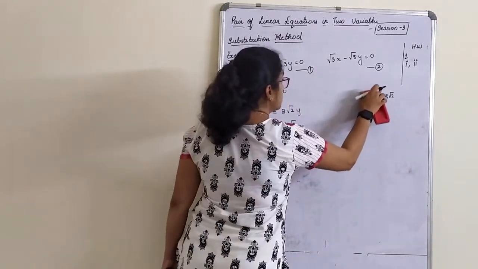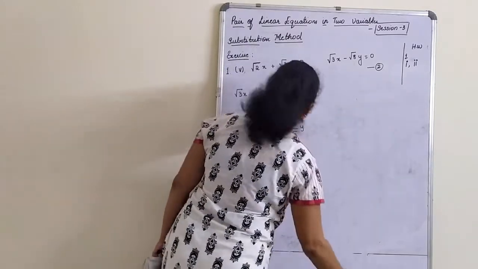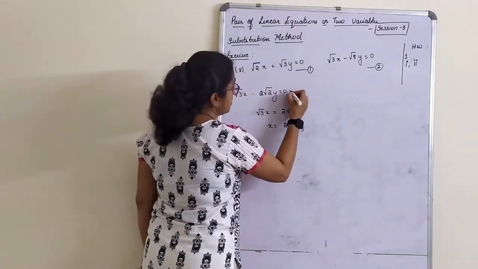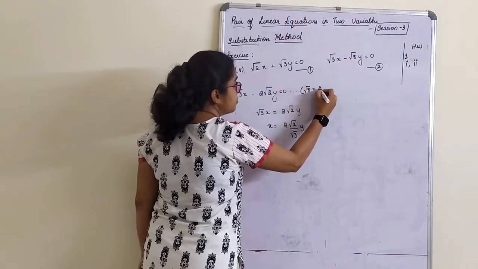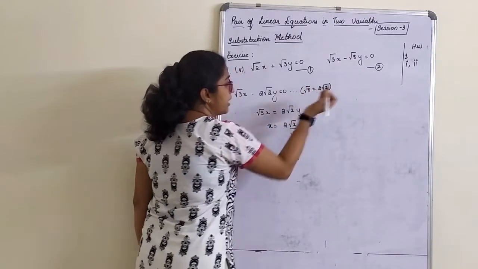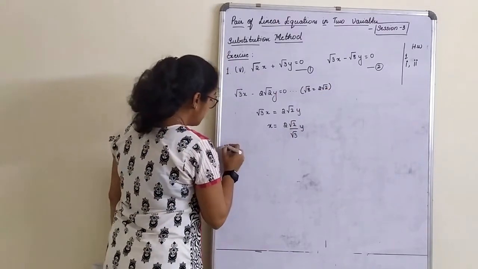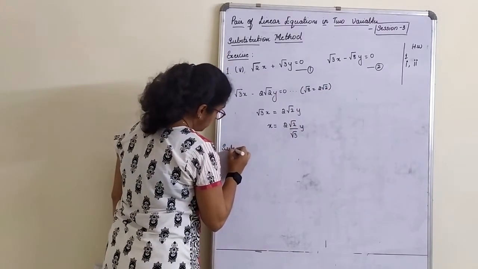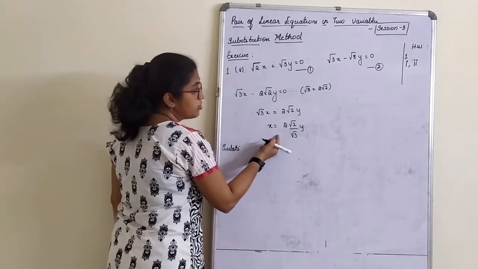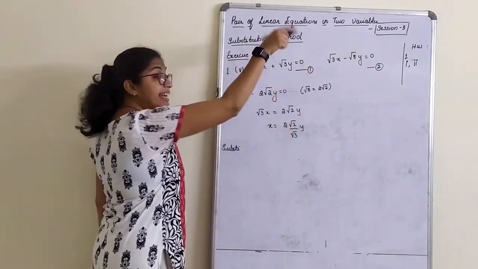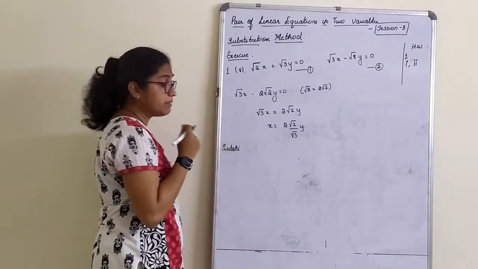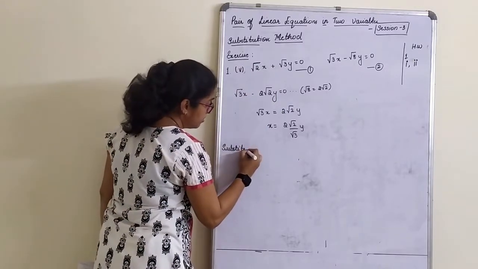I will just write in brackets, if you want, that root 8 is equal to 2 root 2. Okay? You understood how. Now substitute. Why did I choose this equation? Because if I transpose it, I get a plus value. Here I get a minus value. Just to avoid that minus I have used this.